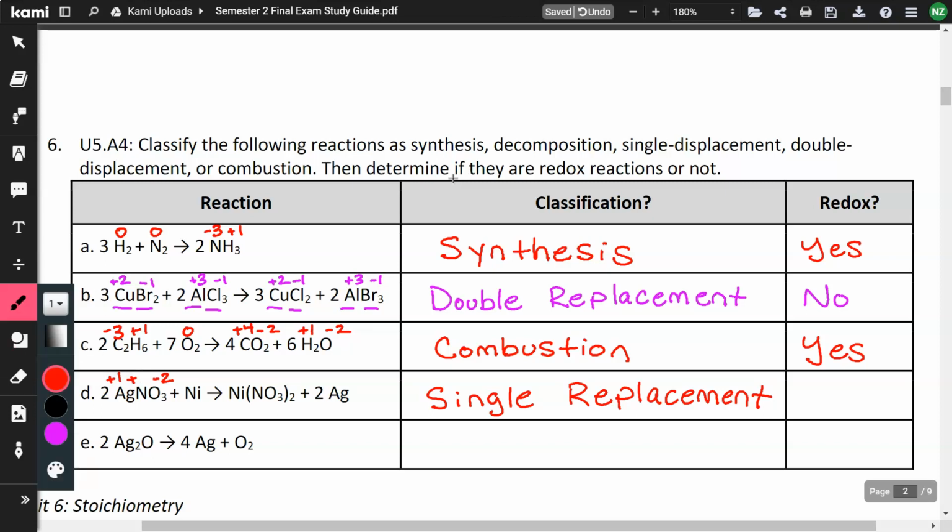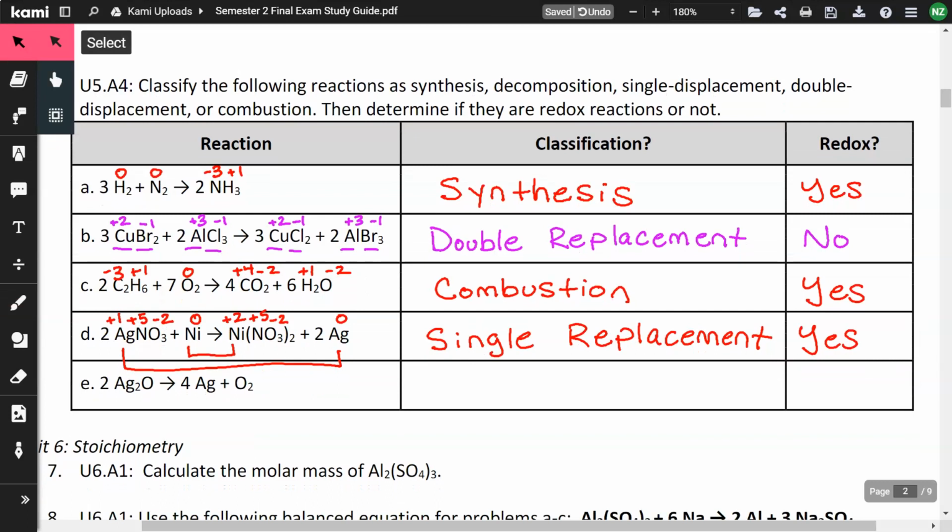So -2 times 3 is -6. There we go. So now those cancel out. Nickel by itself is going to be 0. On the other side, this is -2. So that means this would have to be +5, and then this is going to be +2. All right, this is by itself, it's going to be 0. Okay, so nickel goes from 0 to +2. Nitrogen doesn't change. Ag goes from +1 to 0. That's definitely a redox reaction.